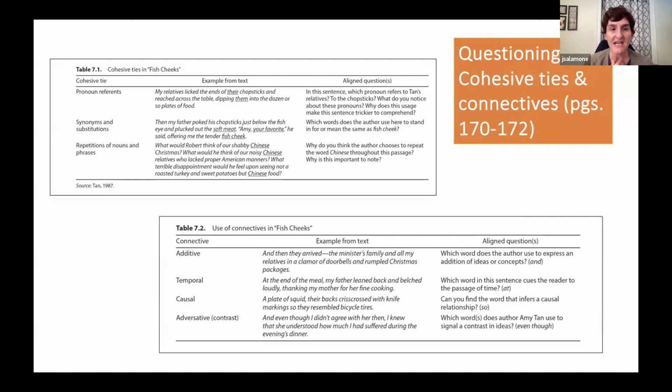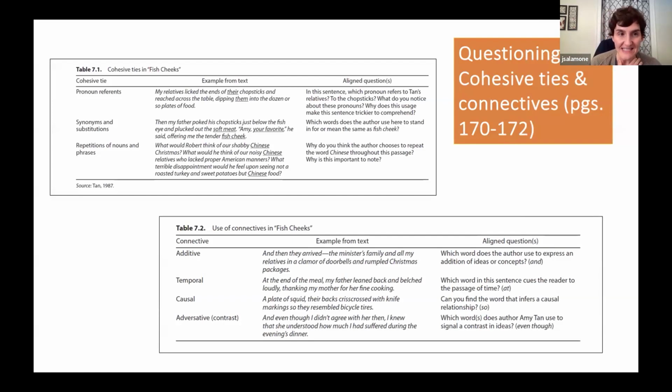I think this idea that, especially in Fish Cheeks, the first question in the sentence is which pronoun refers to Tan's relatives? To the chopsticks? What do you notice about the pronoun? Why does this usage make the sentence trickier to comprehend? We have that sentence, my relatives licked the ends of their chopsticks and reached across the table, dipping them into a dozen or so plates of food. We have that pronoun use, which can be tricky depending on your reader and what they know and how they're able to unpack that sentence.